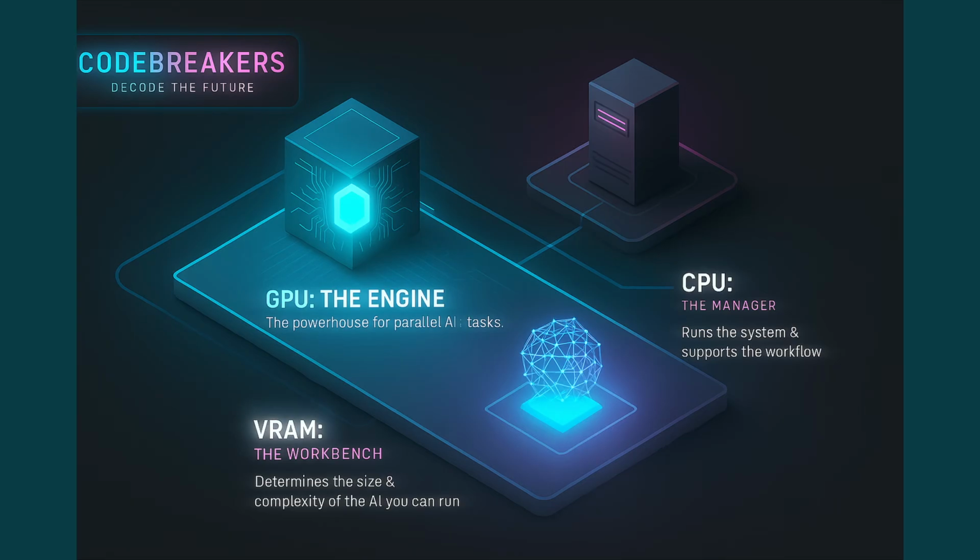First, VRAM. Think of it as your AI's workbench. It's the super fast memory on your graphics card. The bigger the workbench, the larger and more complex the AI model it can handle at once. VRAM is king. It's often the first bottleneck you'll hit. Second, the GPU, or the graphics processing unit. This is the engine. Its thousands of cores are perfect for the parallel math that AI requires. The third, the CPU, your main computer processor. For AI, its job is mostly supportive, preparing data and keeping the system running smoothly while the GPU does the heavy lifting.